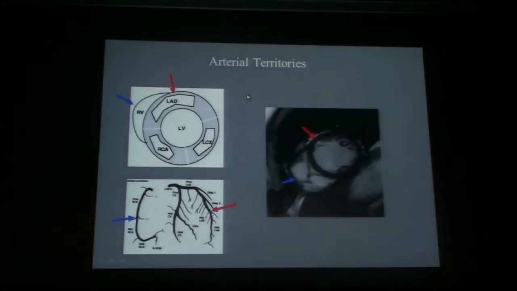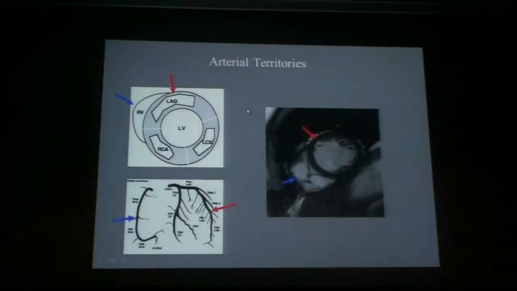So why am I showing you that? Because we are doing perfusion imaging when we do heart analysis, and these perfusion images show you which territory is enhanced by the contrast you're going to inject.